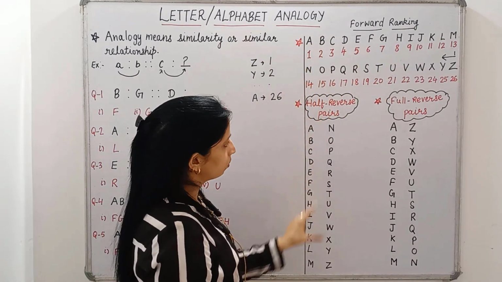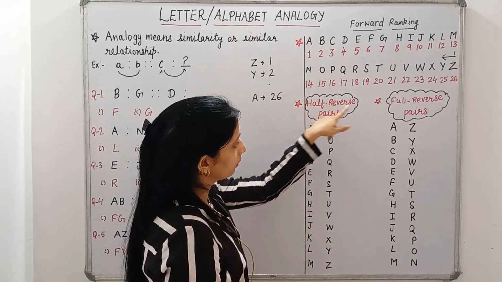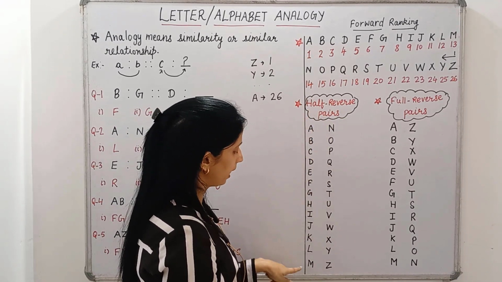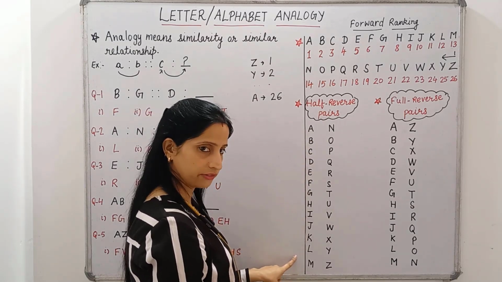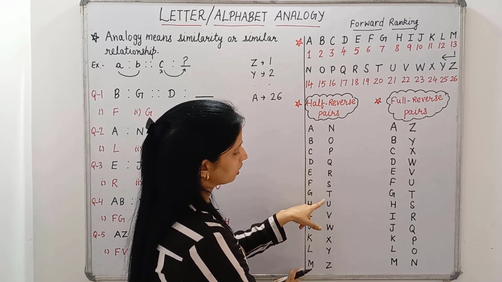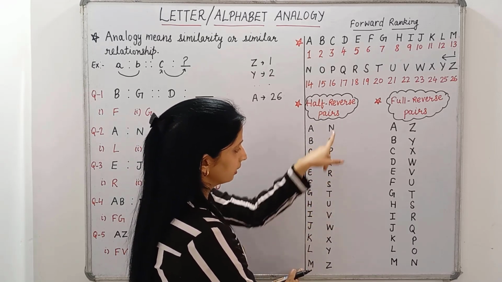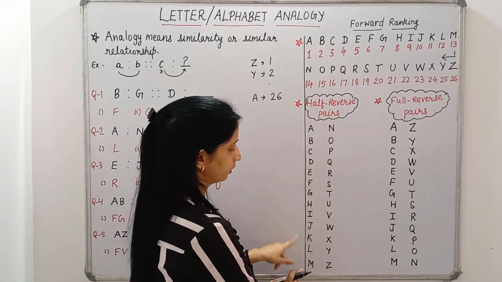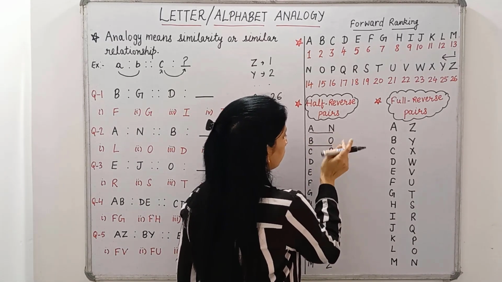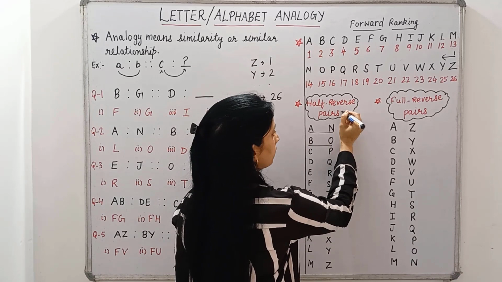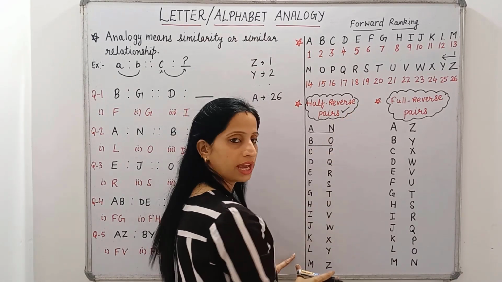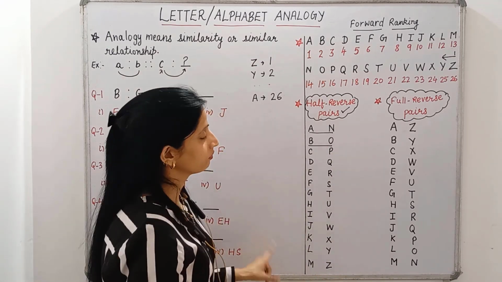Okay. Now these are half reverse pairs. Half reverse pairs means A to M, this is our first half. And then after M, N, O, P, Q, R, S, T, U, V, W, X, Y, Z, this is our second half. So these are A, N, V, O. These all are half reverse pairs. You should know these pairs also, because these will also be helpful in solving the questions.